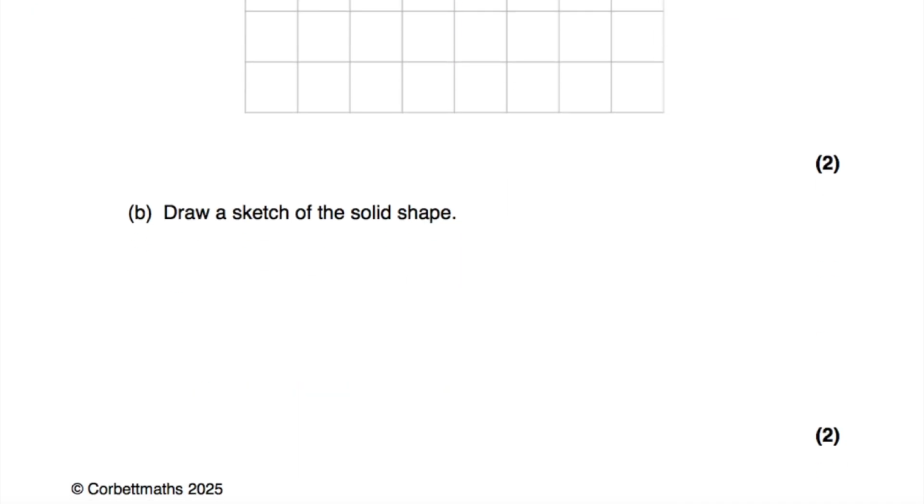Okay, and then we're asked to draw a sketch of the solid shape. Let's see if this is as good as the last one. So it's a trapezium on the front, and then it's a trapezium, and then it goes back 1 square. So it goes back 1 square, like so. And that's my sketch of the solid shape, like so. And that's the best I can do. It's a trapezium on the front, and it goes back 1 square, and that's it.